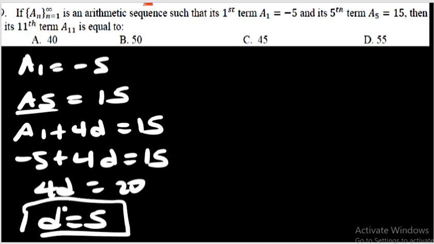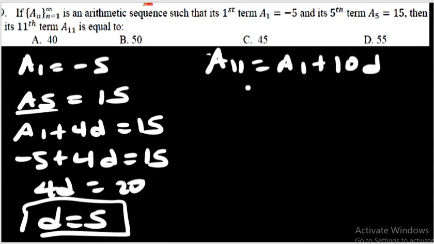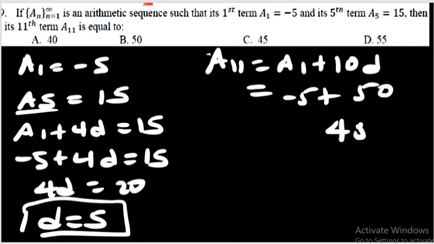We have the D. What's asked? A11. A11 is equal to A1 plus 10D, which is negative 5 plus 10 times 5, which is 50, so that's going to be 45. This is A11. This one is simpler, and the answer will obviously be C.